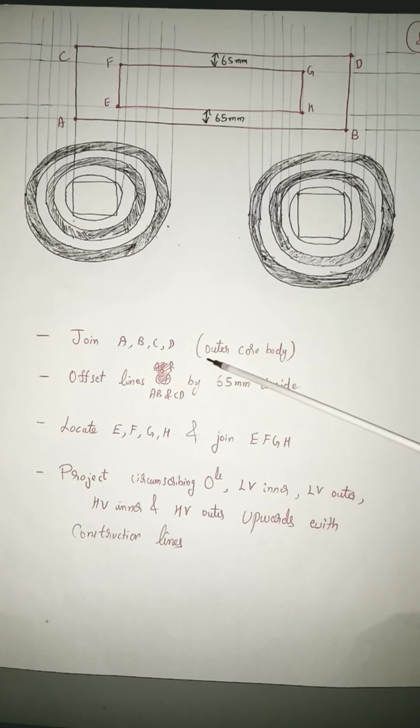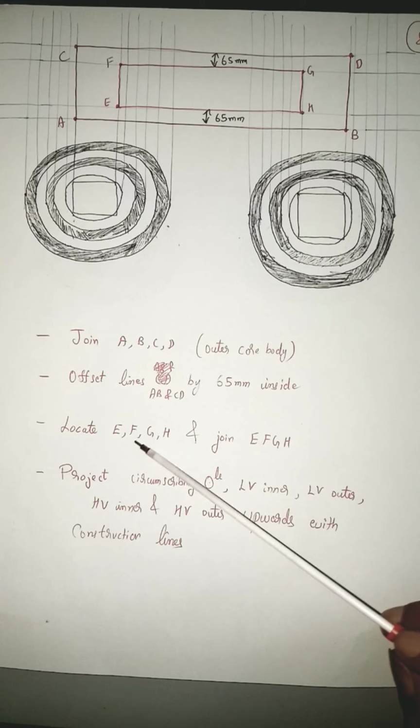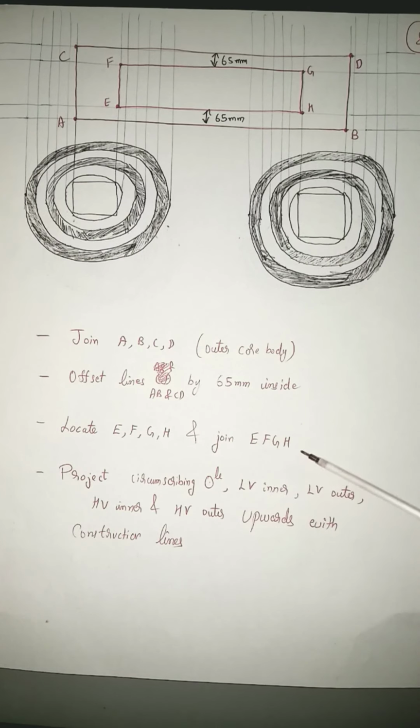Join A, B, C, D, the outer core body. Offset lines AB and CD by 65 mm inside. Then locate EF, GH and join EF, GH. So I had the core projection lines here: the first line, second line, third line and fourth line. Wherever the horizontal lines intersect those vertical projections, I'll get E, F, G and H. Again join EF, GH. This will be another rectangle. ABCD is one rectangle, EFGH is another rectangle.